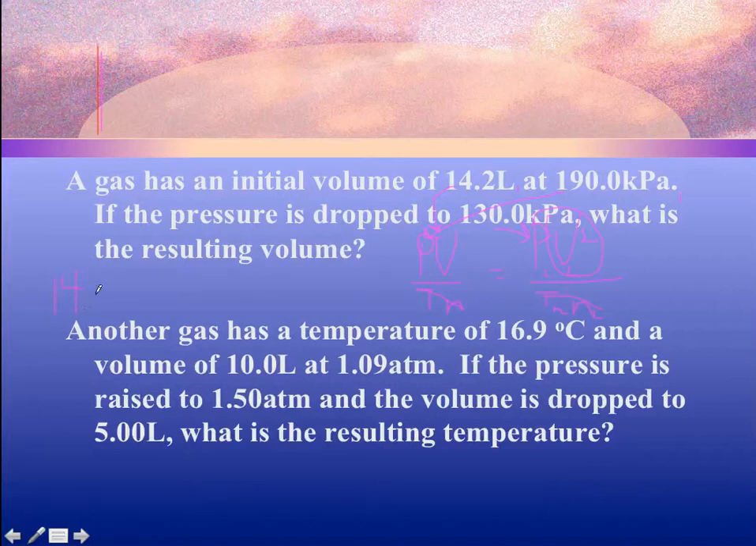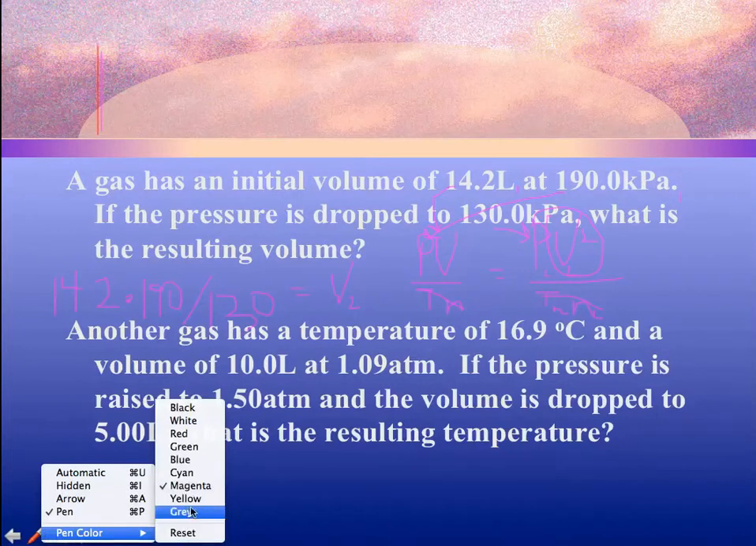So we can put 14.2 times 190, and then we know P2, so we're going to divide that by 130 because we're doing cross multiplication or cross division here, equals V2. Then you should be able to solve for that.